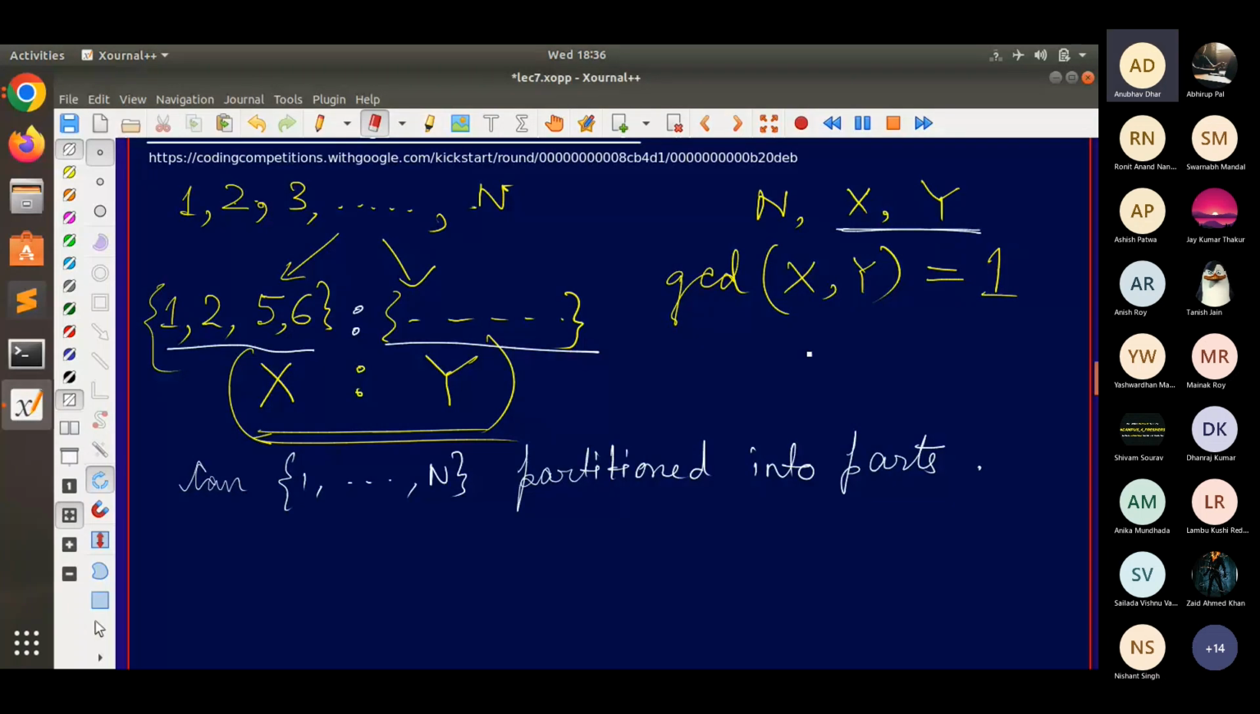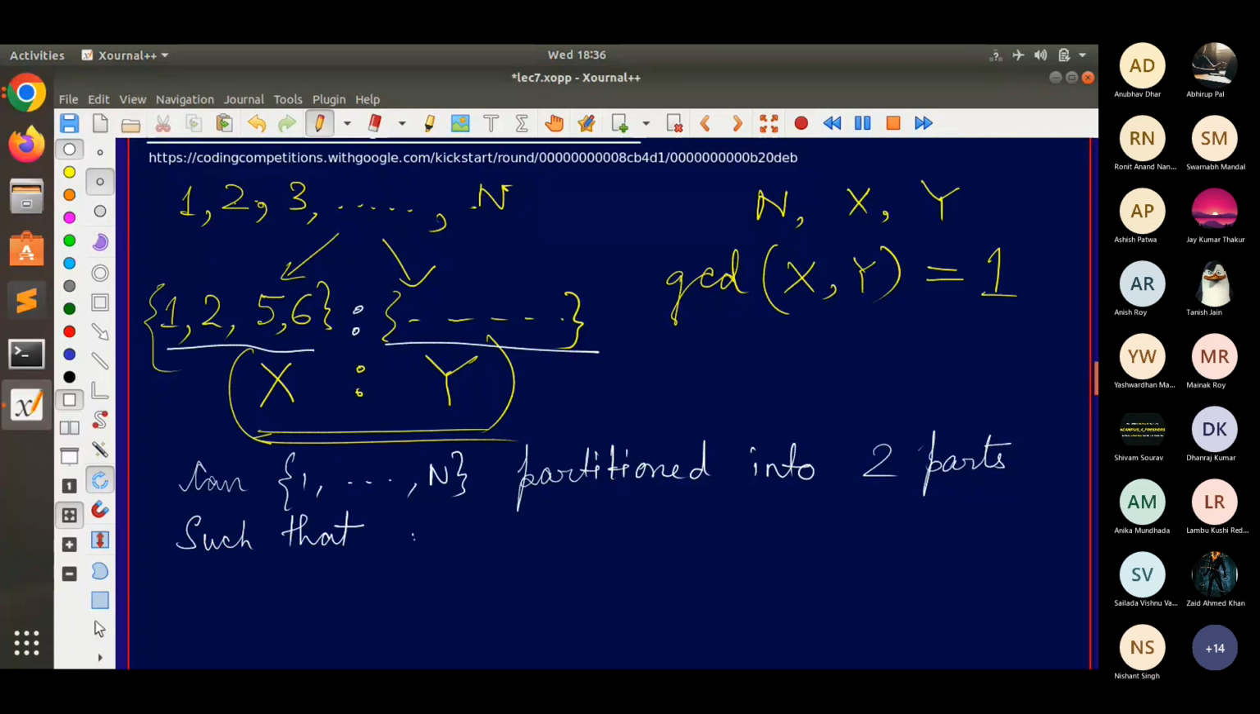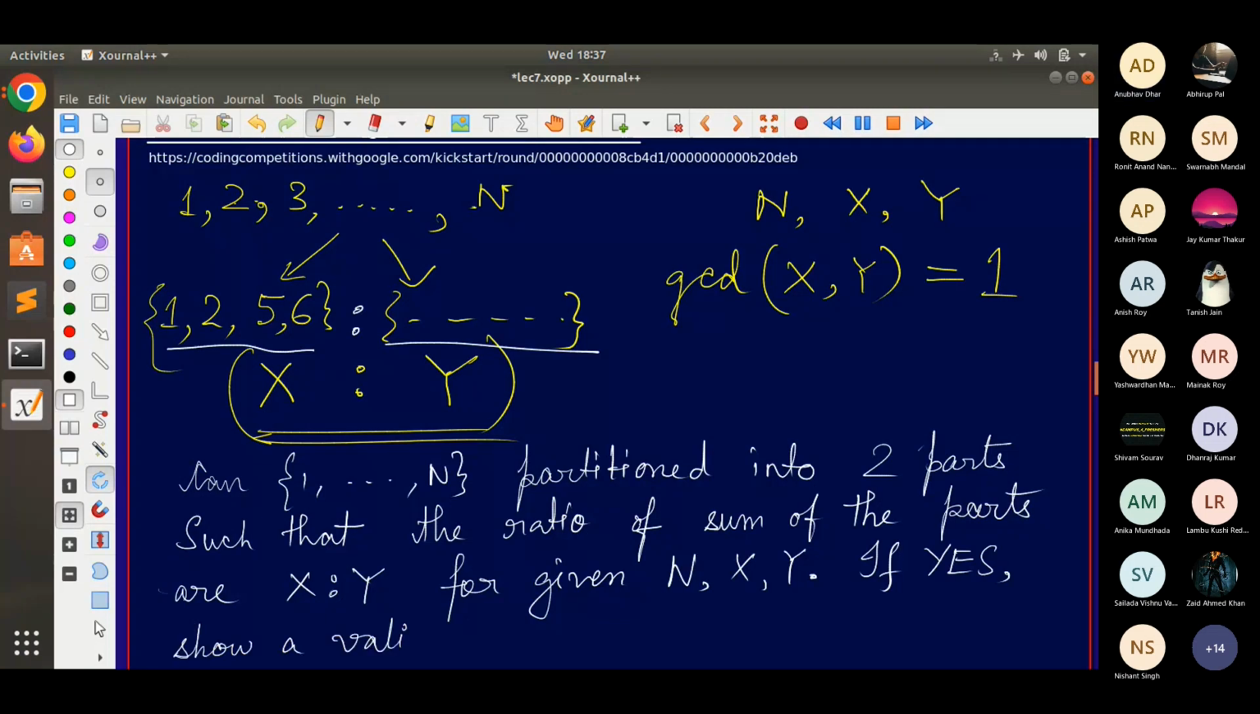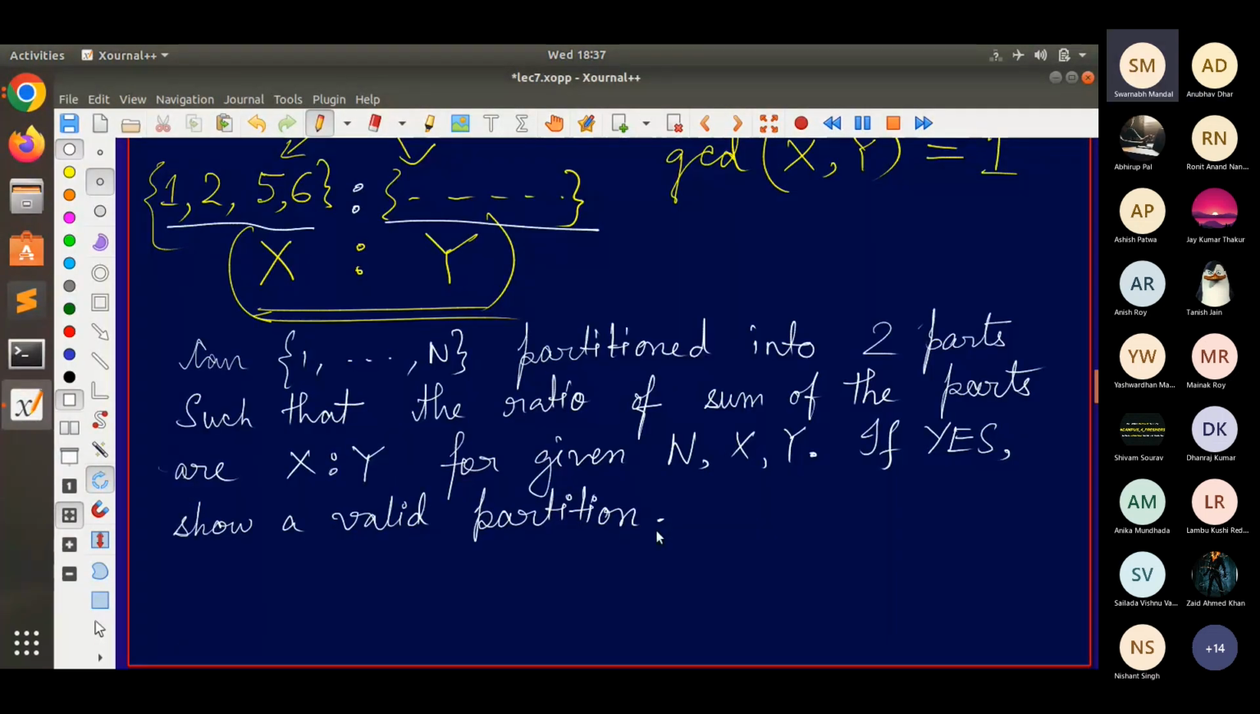Okay, so I think the problem is not very clear. So, can this be partitioned into two parts such that the ratio of the sum of the two parts is x is to y, for given n, x, y? If yes, valid. The ratio of the sum of first part to that of the second part is x is to y.